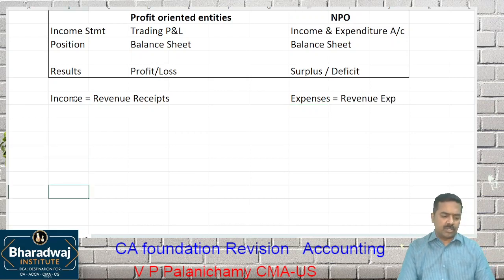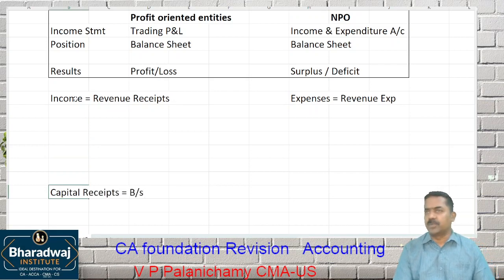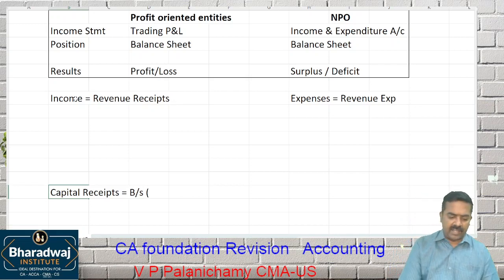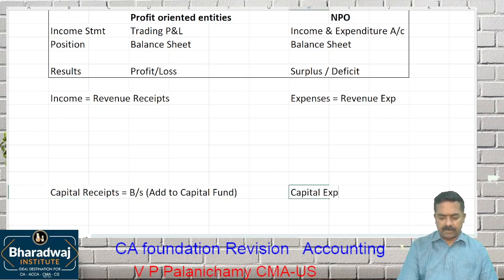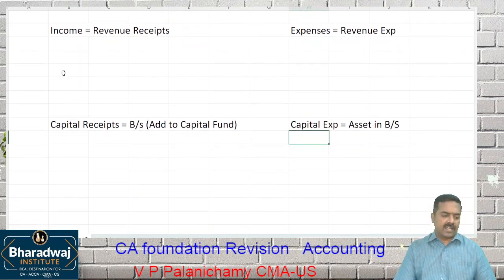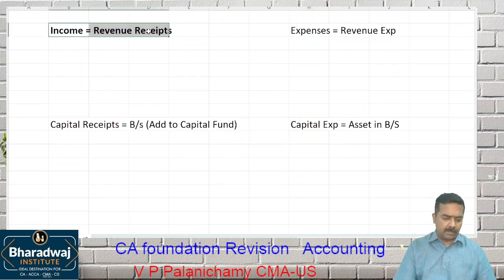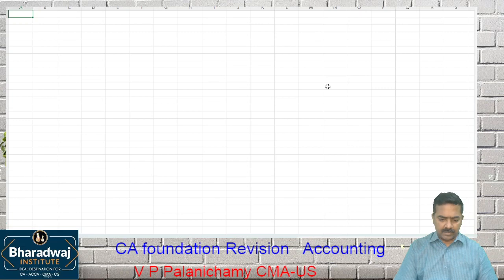The organization also will have capital receipts. Capital receipts will be taken to the balance sheet. We'll add it to the capital fund. And capital expenditure, we'll take it as an asset in the balance sheet. Understanding this matters for preparing the income and expenditure account and the receipts and payments account.